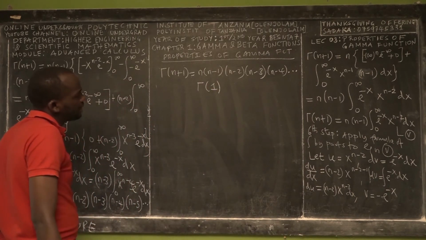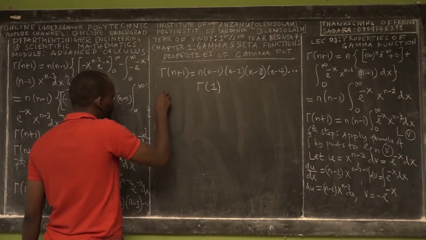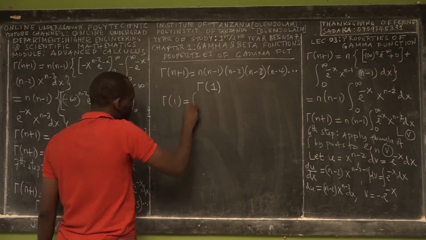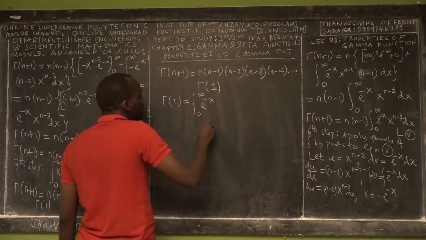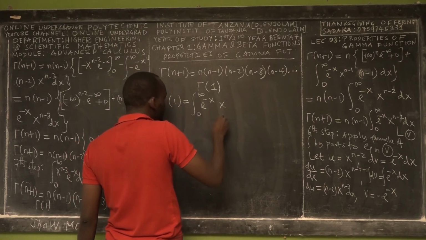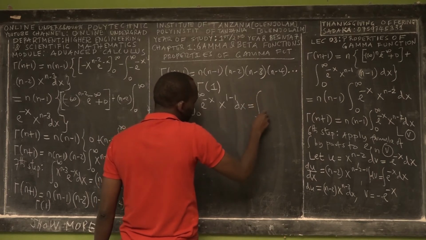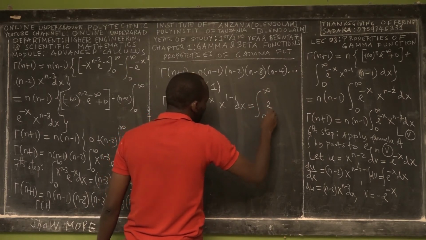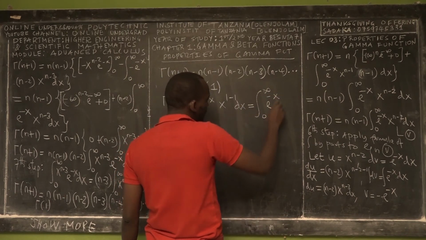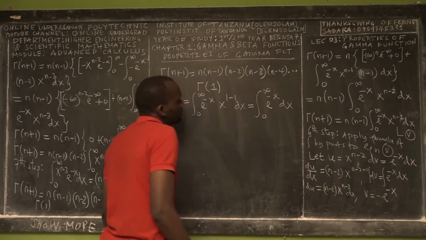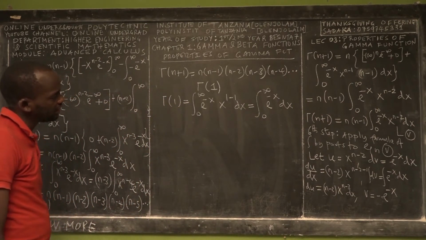Now, gamma of 1, if you recall the formula, is the integral from 0 to infinity of e to the power negative x, times x to the power 1 minus 1, dx. So simply this is the integral from 0 to infinity of e to the power negative x, x to the power 0, dx. So you can find the result there, because the result of the integral is negative e to the power negative x.